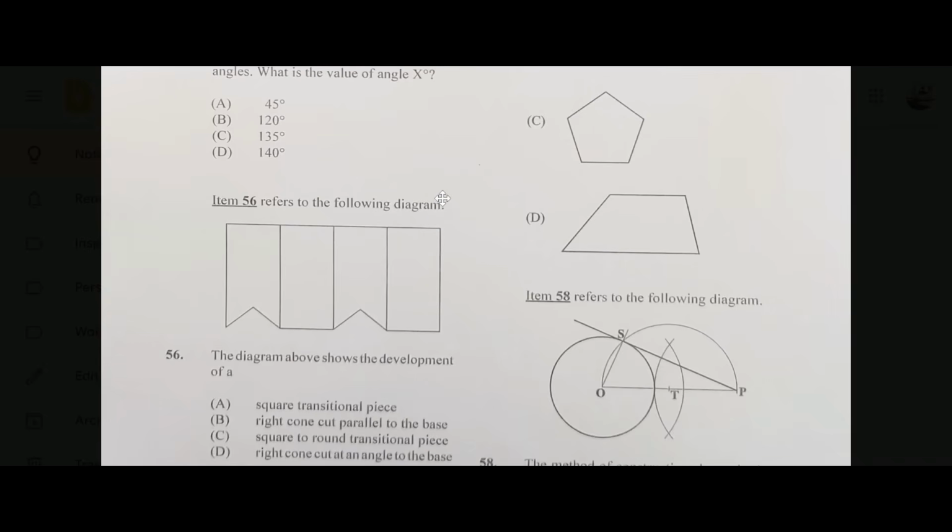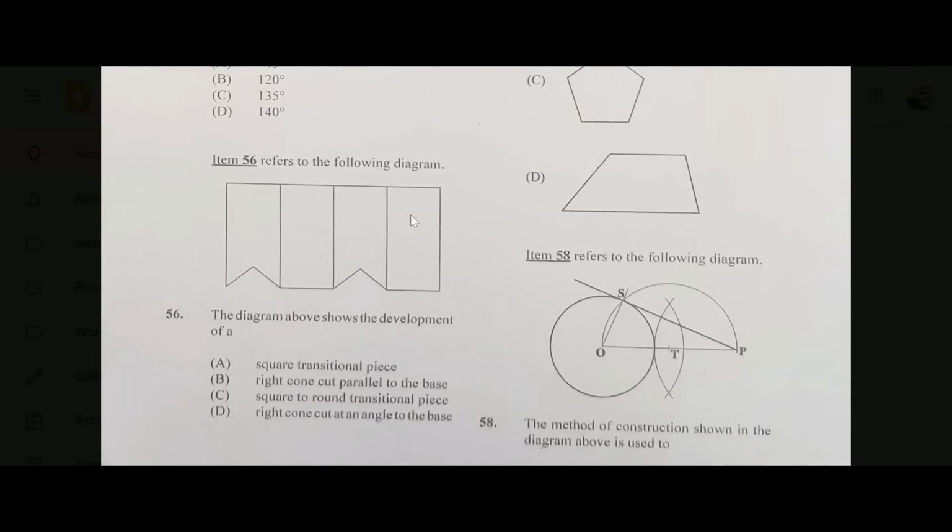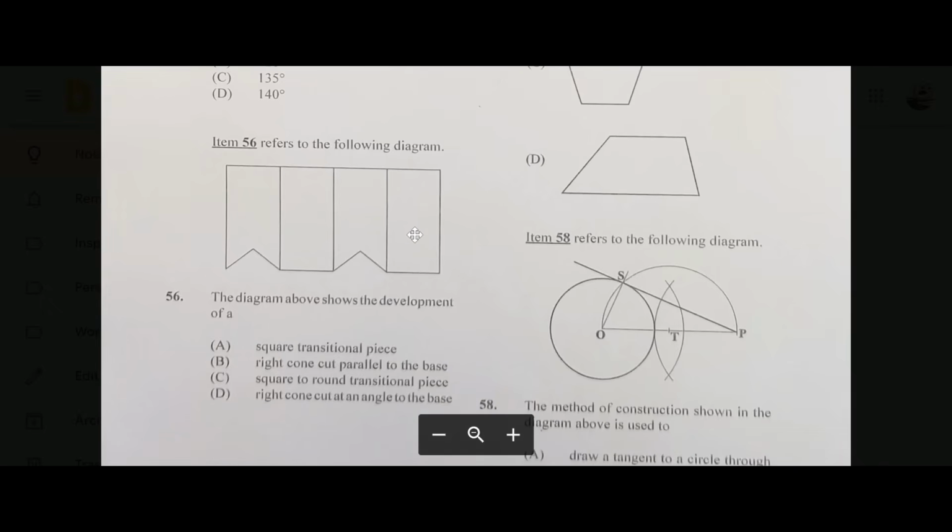Number 56. The diagram above shows the development of a... Now for this question, I'm just going to use purely elimination. A square transitional piece, maybe. B, a right cone cut parallel to the base. All right, so this is definitely not the development of a cone, so B is out. Square to round transitional piece. I'm seeing the square, but I'm not seeing the round. A right cone cut at an angle to the base. This is definitely, again, not a cone. So by the process of elimination, this is A, 56A.